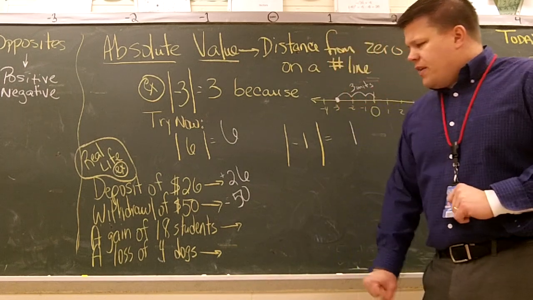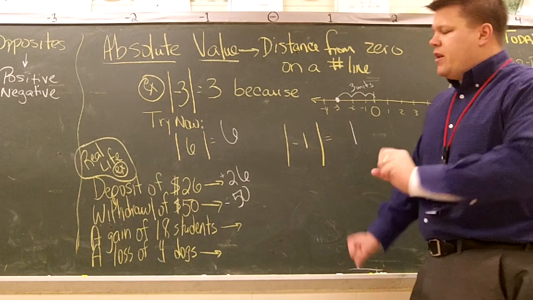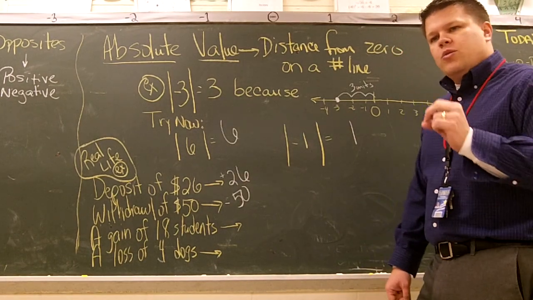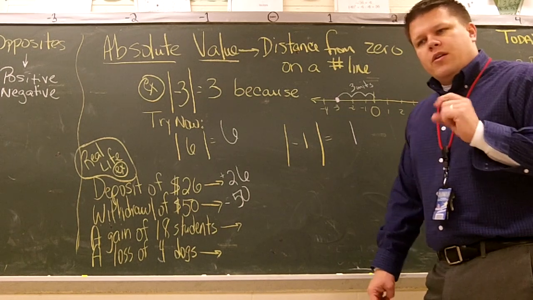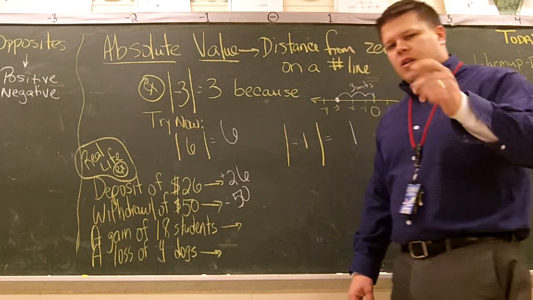On the other hand, we have a loss of 4 dogs, which would be terrible to lose 4 dogs, but we won't imagine that you did it. We'll imagine someone else did it. A loss of 4 dogs. If you are losing something, what kind of integer do you think should be represented using that value? I'll let you fill it in yourself.